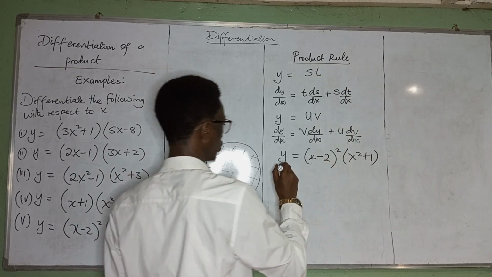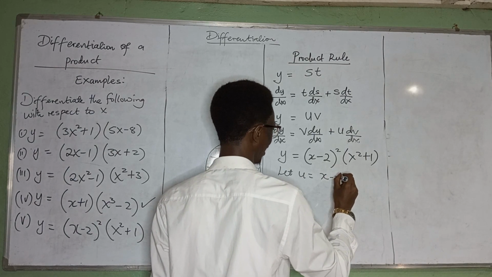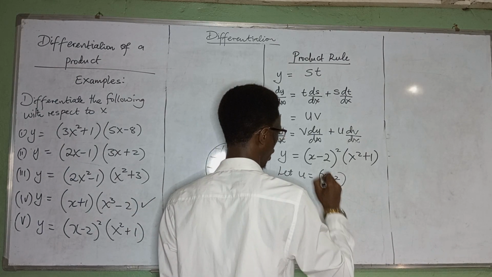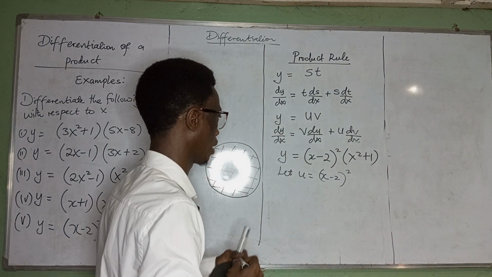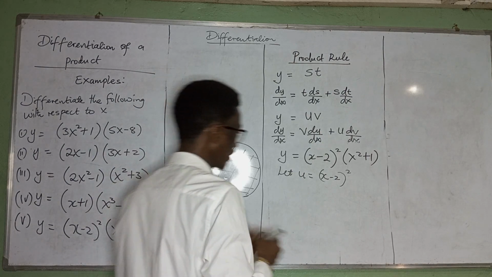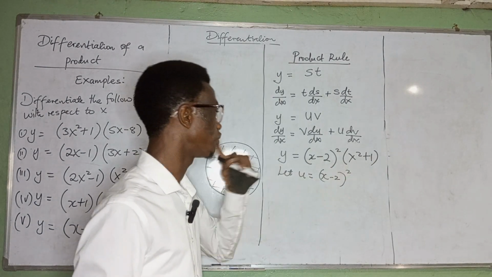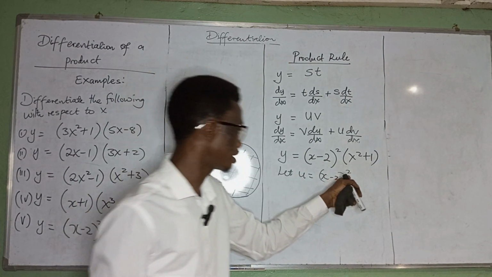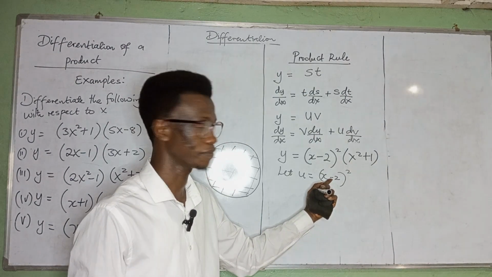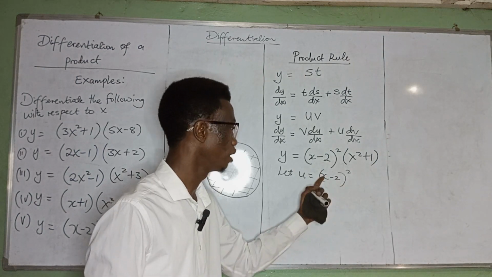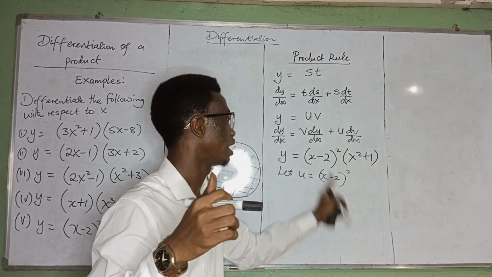So let's say you let u equals x minus 2, all squared. Okay, x minus 2 all squared. Now you want to differentiate that one. So the first thing you have to do when you differentiate a bracket with a power is you differentiate this power, then you have to differentiate again inside the bracket. So you assume the whole of x minus 2 to be just a letter.